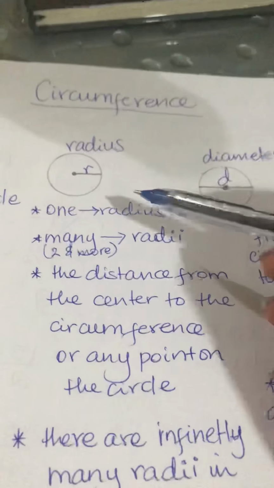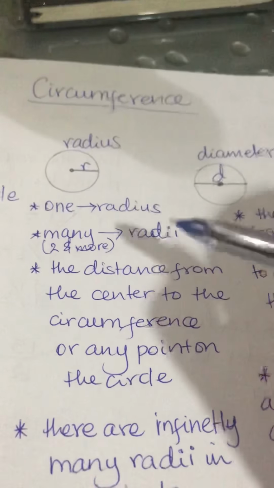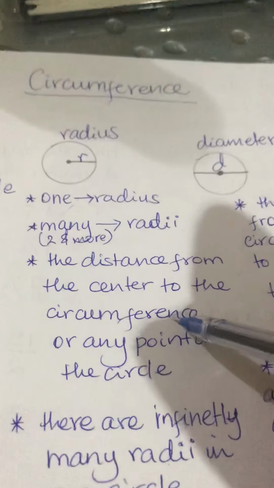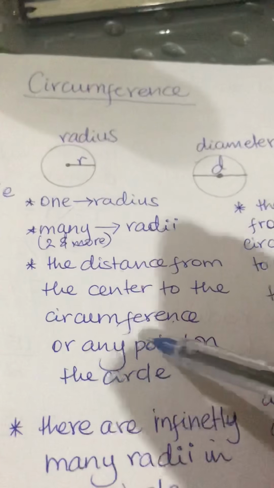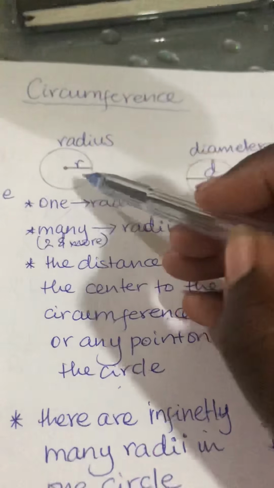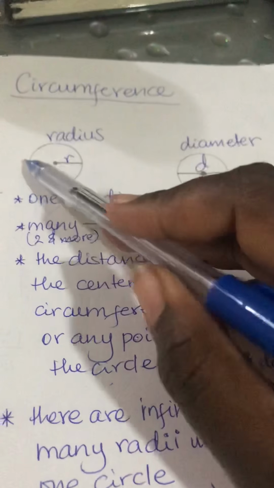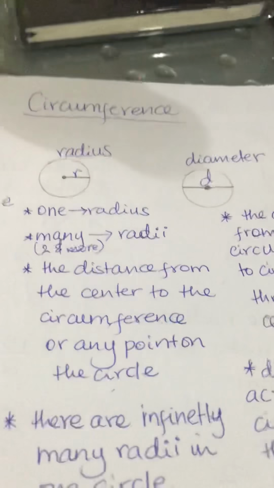Okay? So we have to define what the radius is. It is the distance from the center to the circumference or any point on the circle. The distance from the center to any point on the circle is called the radius. Okay?